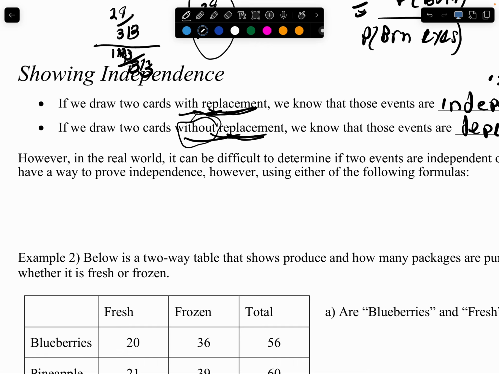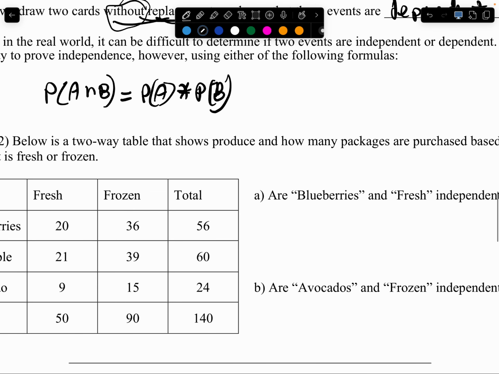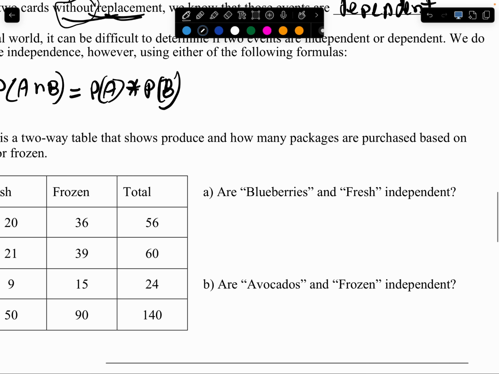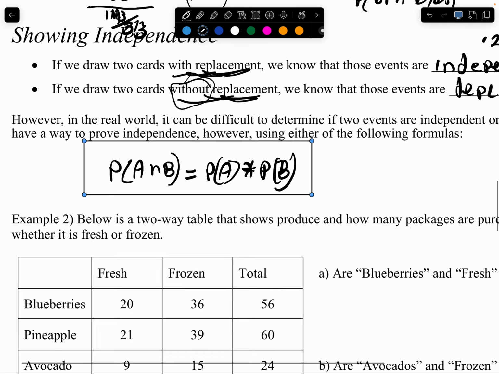And again, in the real world, it's kind of hard to tell. So you use this. A intersection B. Is it independent? Does the probability of A times the probability of B equal the intersection, the probability of both of them happening? And we have produce and frozen and fresh. Are they independent? We need to do the independent test, which is this one. To see if they're independent, you have to try that.